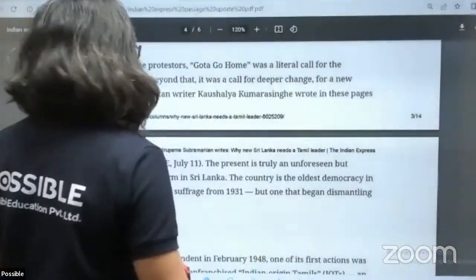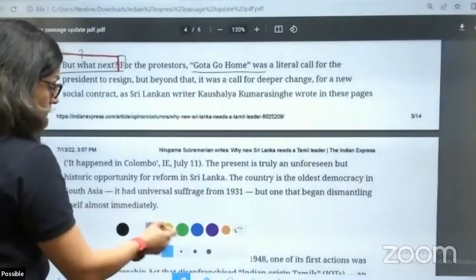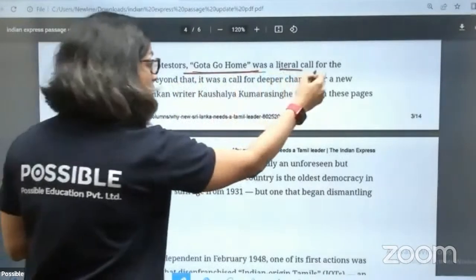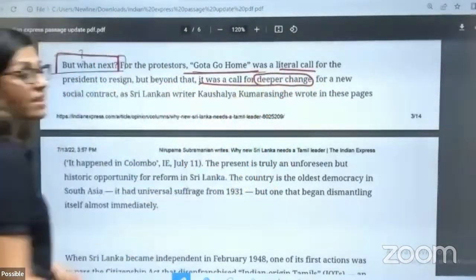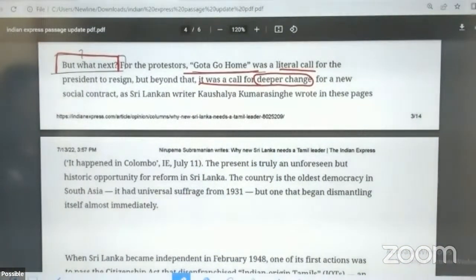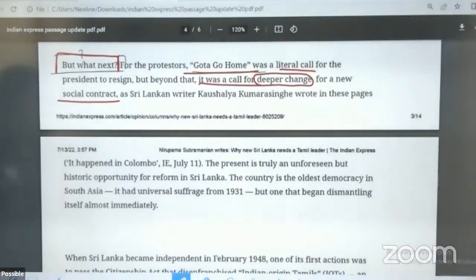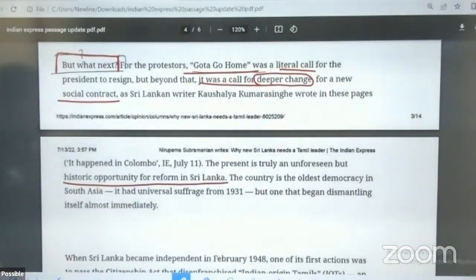So Gota is the name of the president, right? Gotabaya. So Gota go home was a literal call. It was also a call for deeper change. So I think this is the start of the new theme. For a new social contract, right? Historic opportunity to reform Sri Lanka, right?